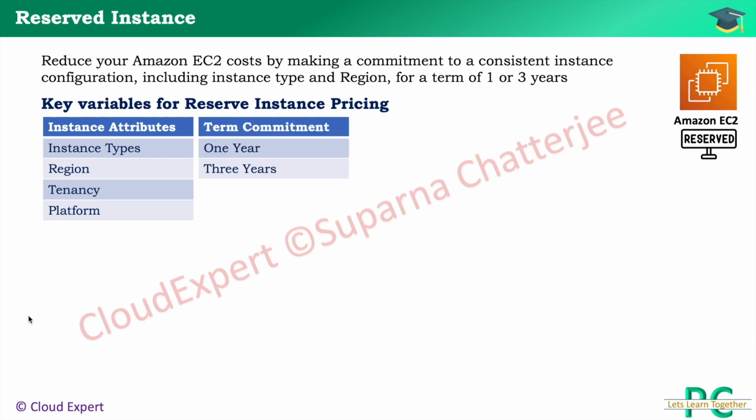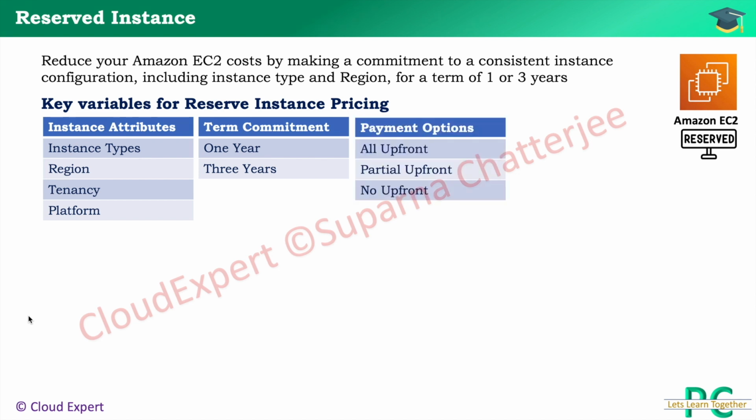Next, term commitment. You have an option to commit for either 1 year or 3 years. As I mentioned, the longer the duration you commit, the more savings you will observe. Then payment options. There are 3 different payment options you can opt for.